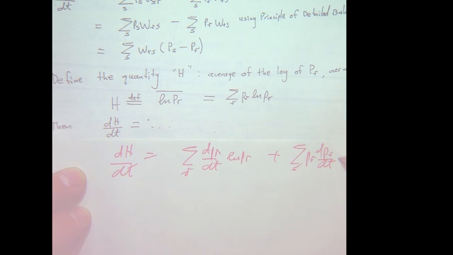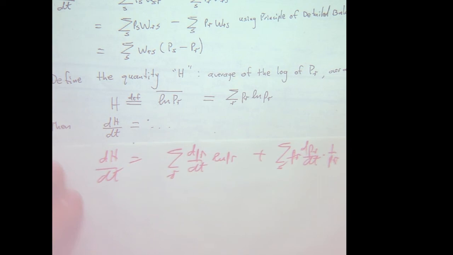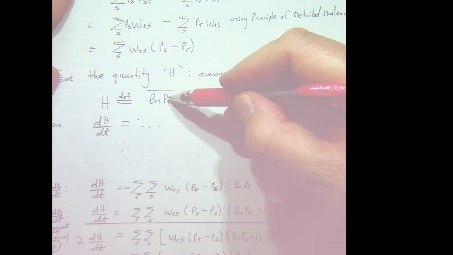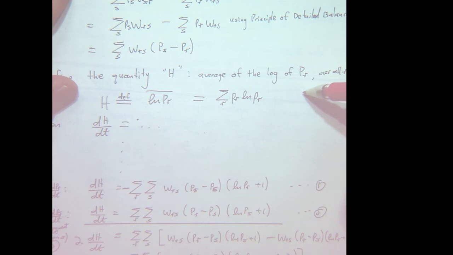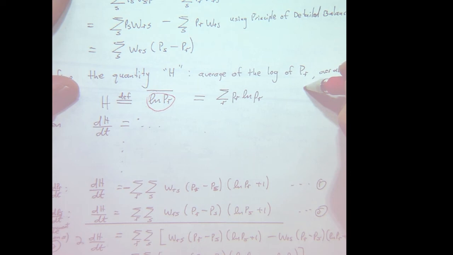So how do we go from the average of ln P_R to the summation? What's the definition of average? Isn't it just the sum of ln P_R divided by the number of terms? It seems more like an expectation. No, the average of this, this is a random variable, this is not a random variable. The average of that is the value times the probability of the value.